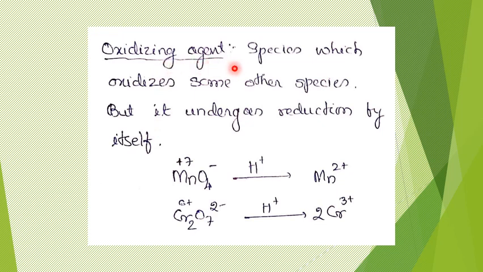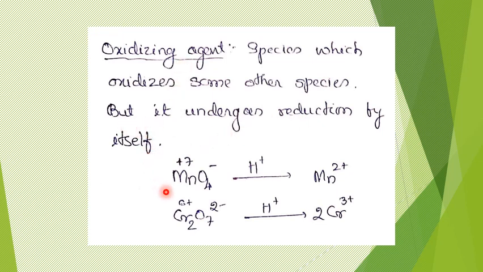See, an oxidizing agent should oxidize some other species. It simply means that it should remove electrons from some other species. If a species is removing electrons from some other species, it simply means that the species which is removing electrons is taking electrons for itself. Therefore, if it is taking electrons for itself, it should undergo reduction.